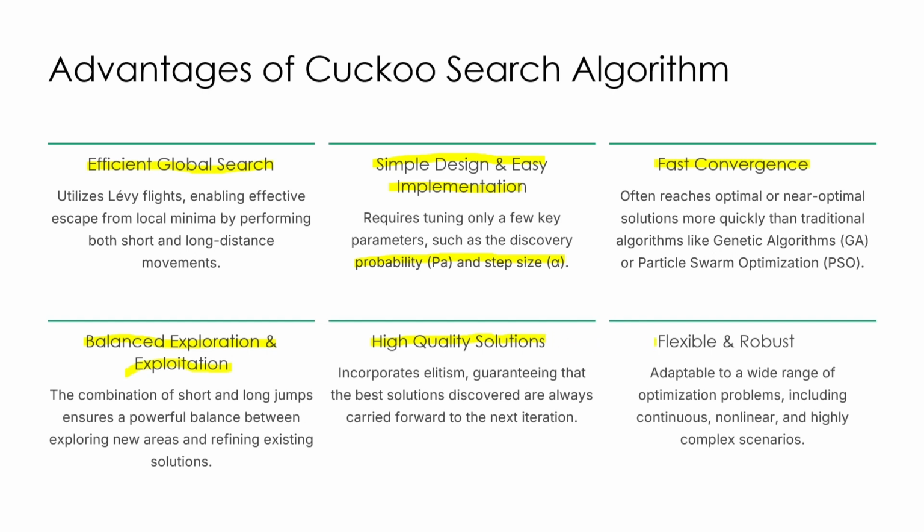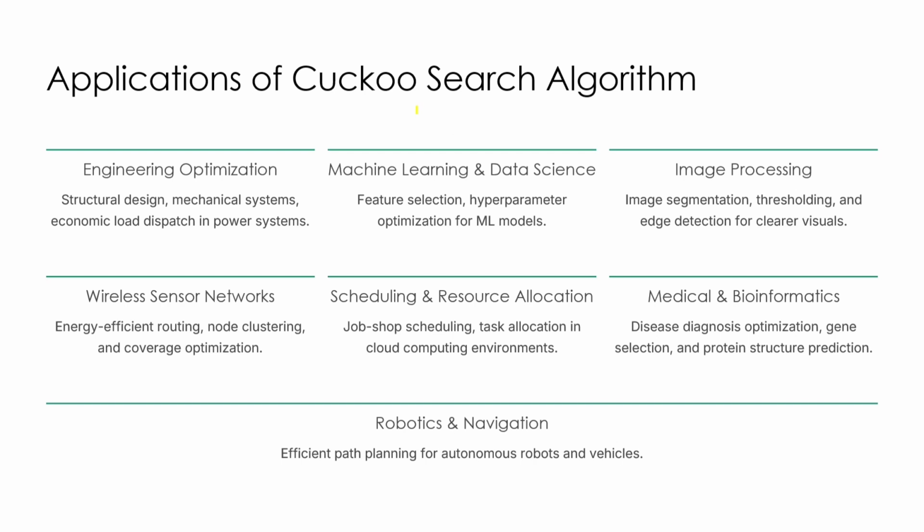The final advantage is its flexibility and robustness. This algorithm can work on many types of problems, whether they are continuous, nonlinear, or very complex. That makes the cuckoo search algorithm useful in a wide range of real-world applications. Now that we know the benefits, let's look at where the cuckoo search algorithm has been practically applied in the real world.